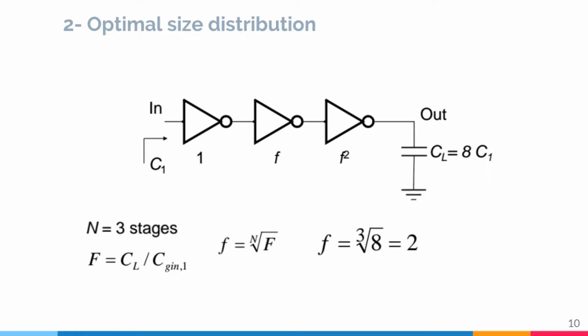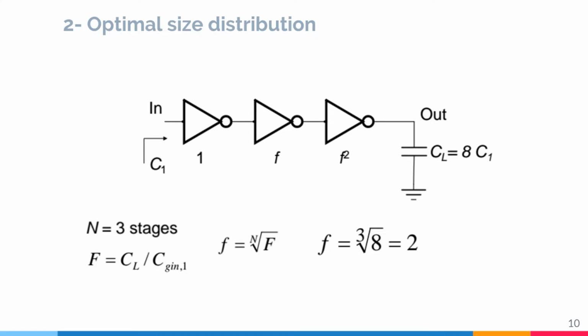In these slides, we can see a summary of how to calculate the capacities for each step. We first compute capital F by dividing the C load by the CG in. From this capital F and the number of stages, we can compute f, and therefore we can now compute all the capacitances in each stage.